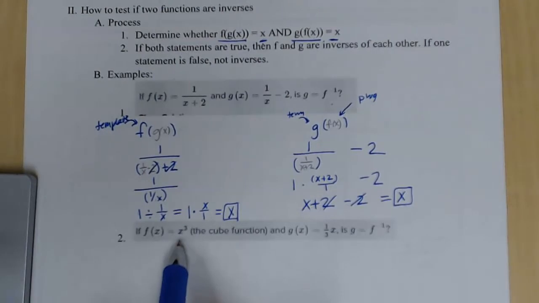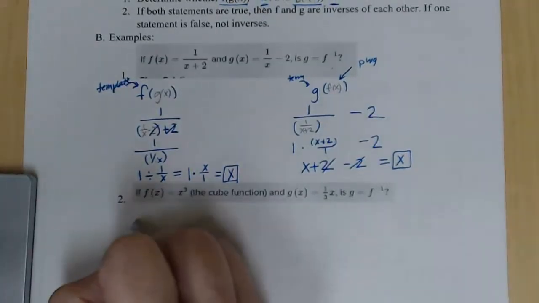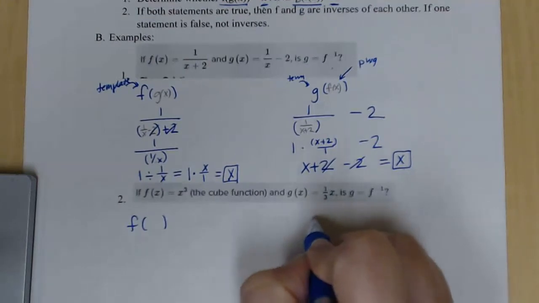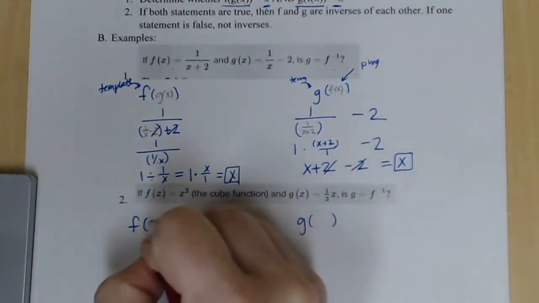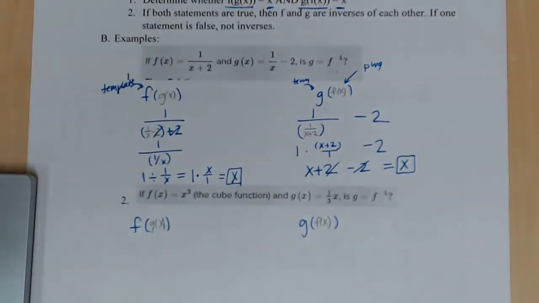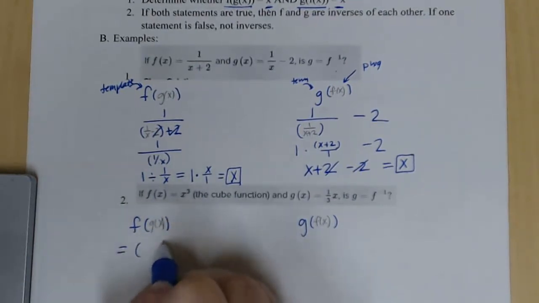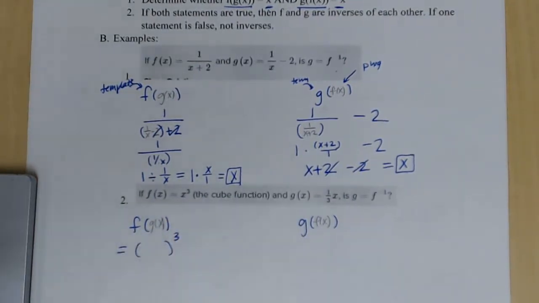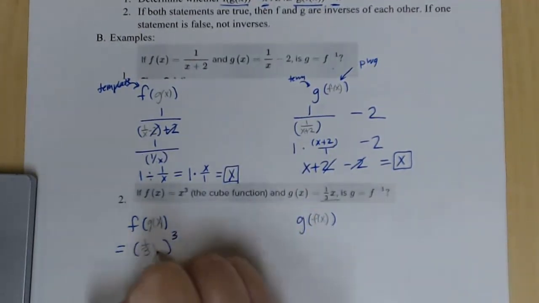Let's do it with this other one. It says if f of x is equal to x cubed, the cube function, and g of x is equal to 1/3 x, is g the inverse of this? So I'm going to compose them together. Say f composed with g. I'm going to say g composed with f. I like to use different colors because it helps me to see where I'm plugging in. Okay, so f is my template, so I'm going to have something cubed, and that something is going to be my g, so 1/3 x.